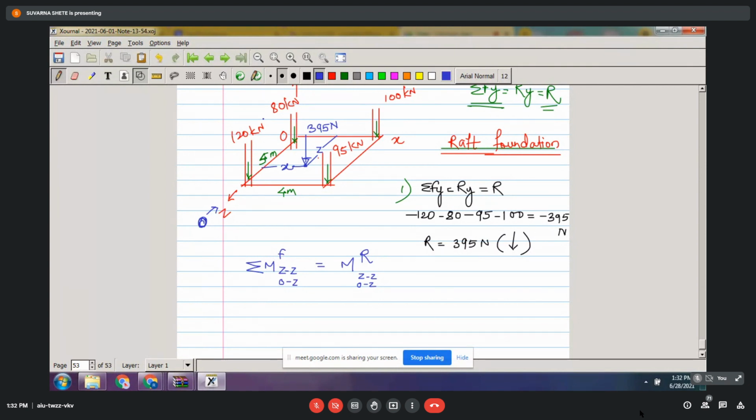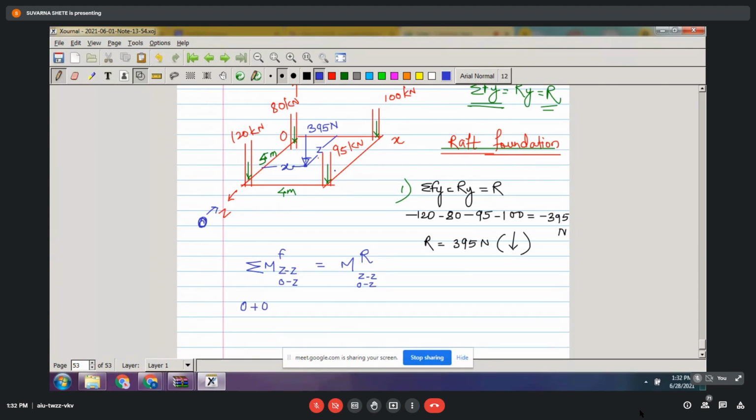Can you tell me whether the 120 kilonewton force will create any kind of rotational effect on this raft foundation about this OZ axis? No. Again, the 120 kilonewton force is also passing through my OZ axis, so it will not create any rotational effect. So the first two are zero.